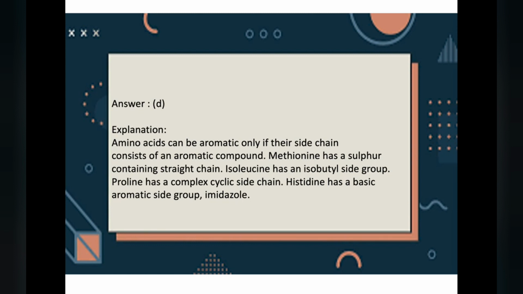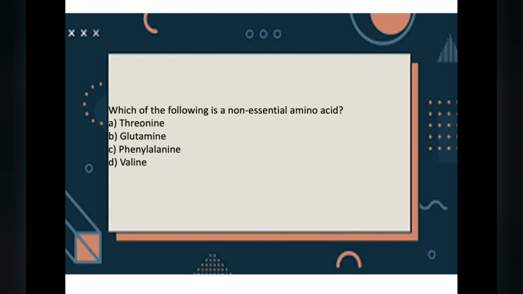Methionine has a sulfur; it is a sulfur containing straight chain. Isoleucine has an isobutyl side group. Proline has a cyclic side chain. Only histidine has a basic aromatic side group, which is imidazole. So the choice is D, histidine.